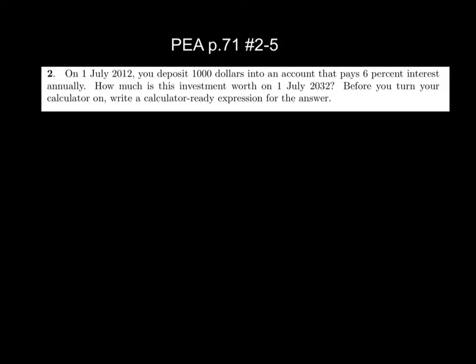Okay, this is number 2, page 71. On July 1st, 2012, you deposit $1,000 into an account that pays 6% interest annually. How much is it worth on July 1st of 2032? Before you turn your calculator on, write a calculator-ready expression. So, how would you do this problem?